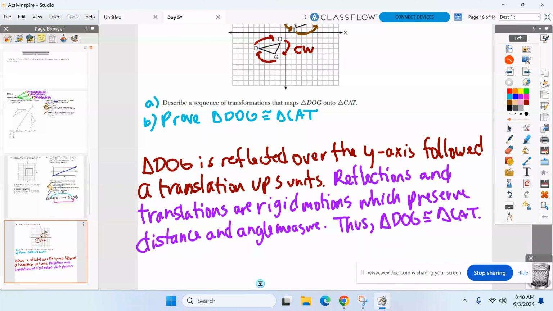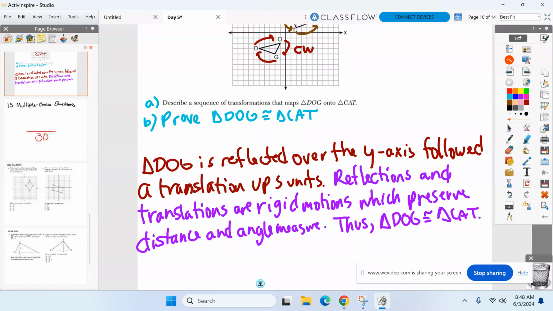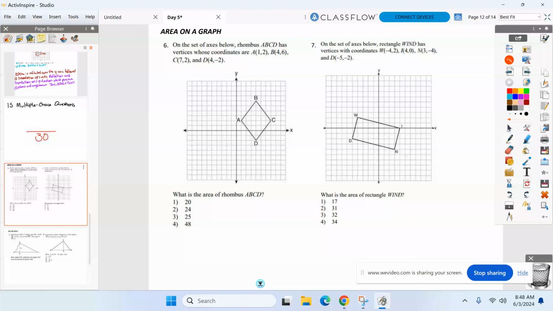All good, rigid motions. Next up, next topic: I graph a figure on a graph for you and I ask for its area. Okay, area on a graph. This one here, we're going to do number 6 together. Number 7 you can do on your own, so please don't get ahead or try to do it while I'm doing 6. This is a rhombus.